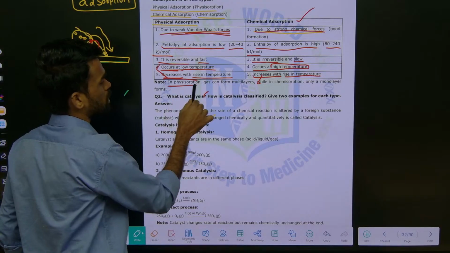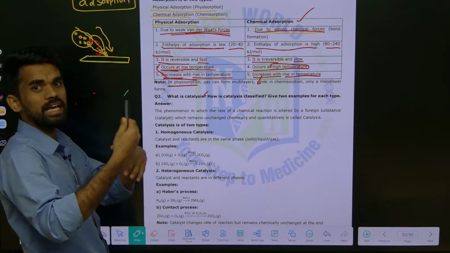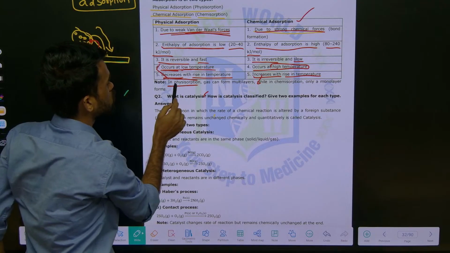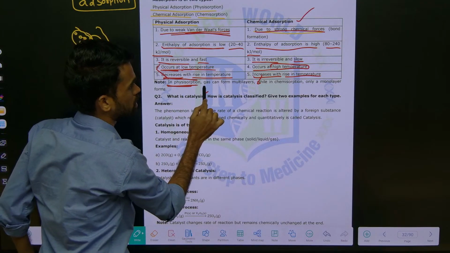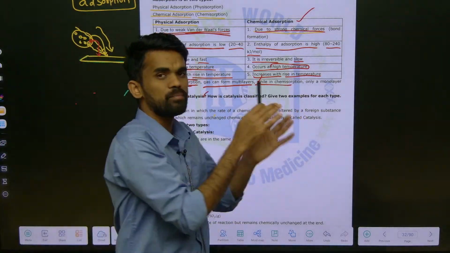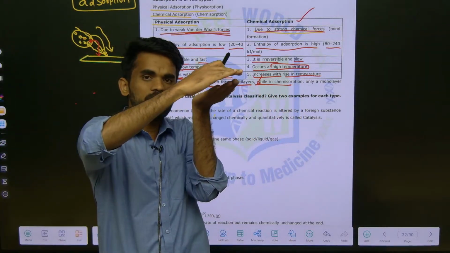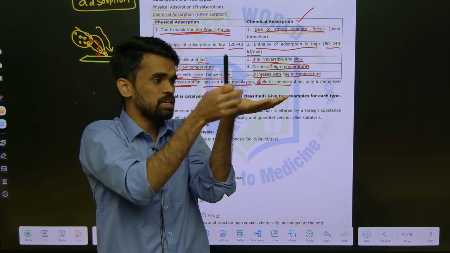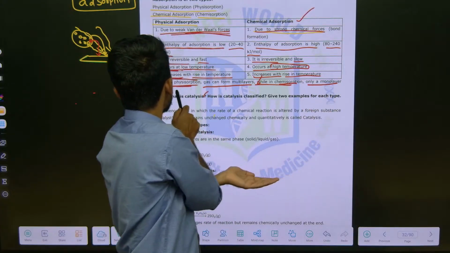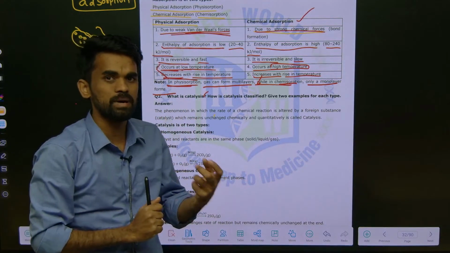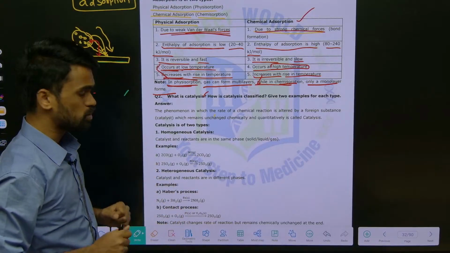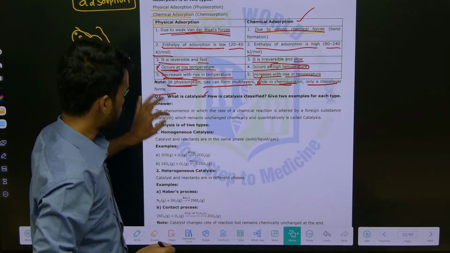And note one point here: physical adsorption, like physisorption, can be a multi-layer process. It can accumulate layer to layer also. So in physisorption, gas can form multi-layers, while in chemisorption only a mono-layer. Only the first layer will undergo chemical reaction with the surface. That's why chemisorption is considered to form a mono-layer. Physisorption can be a multi-layer, chemisorption can be a mono-layer. Remember this.